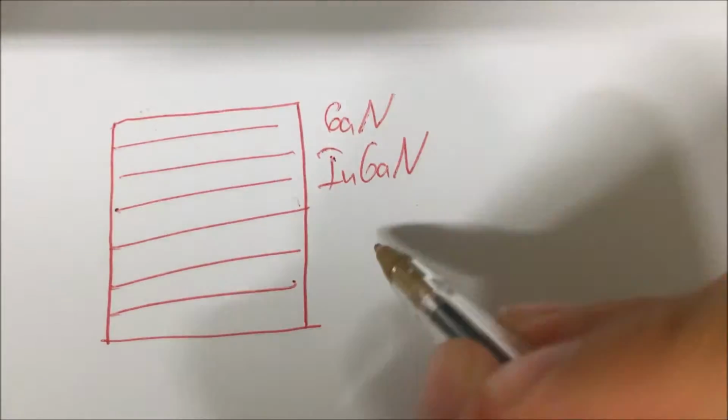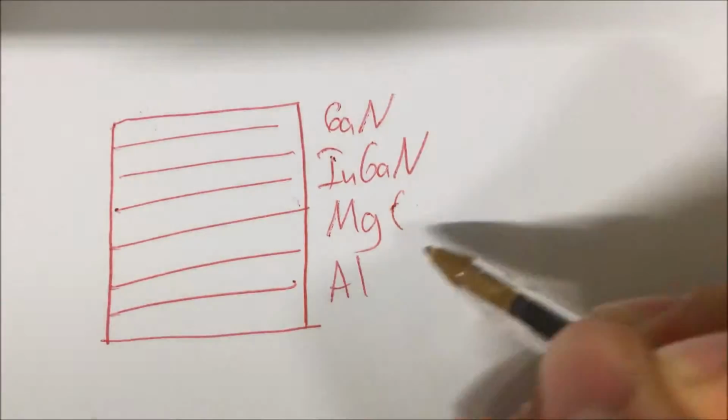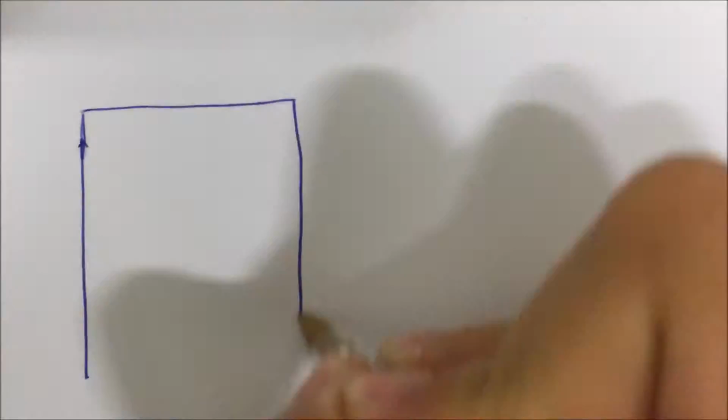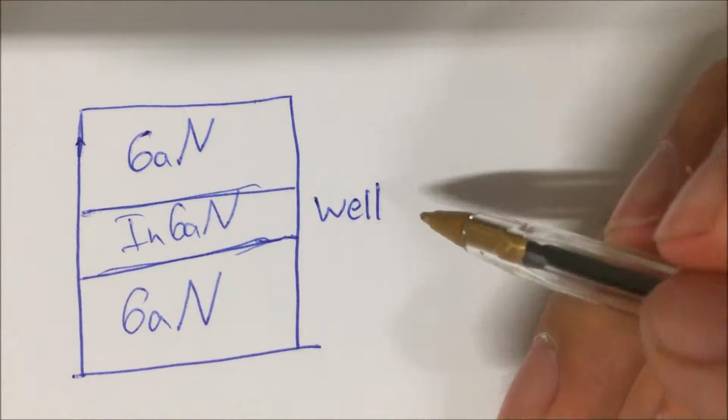But what is the structure of the semiconductor that we're using? The structure is very complicated and includes many layers with different materials, but for the sake of our explanation we can use a simpler model. Indium gallium nitride is sandwiched between gallium nitride layers. The indium layer is our well, and it's where the electrons get trapped.